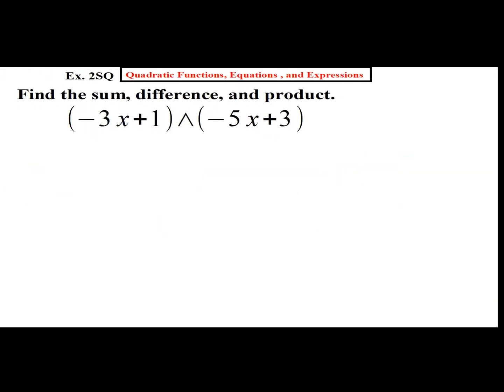Example 2 super Q. We got negative 3x plus 1 and negative 5x plus 3. Find me the sum, difference, and product. Once again, I'll give you some time and I'll come right after to go over it with you. Ready, go.